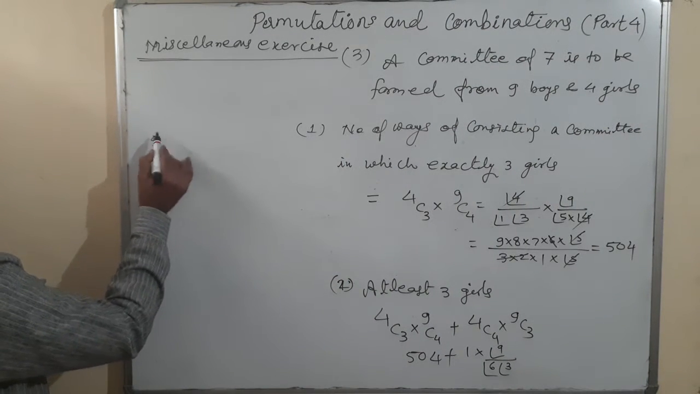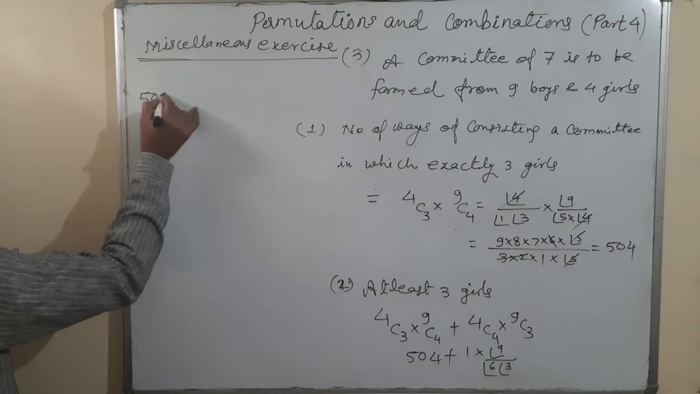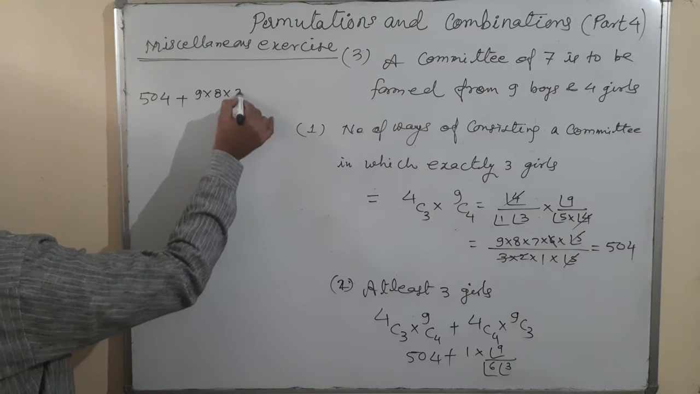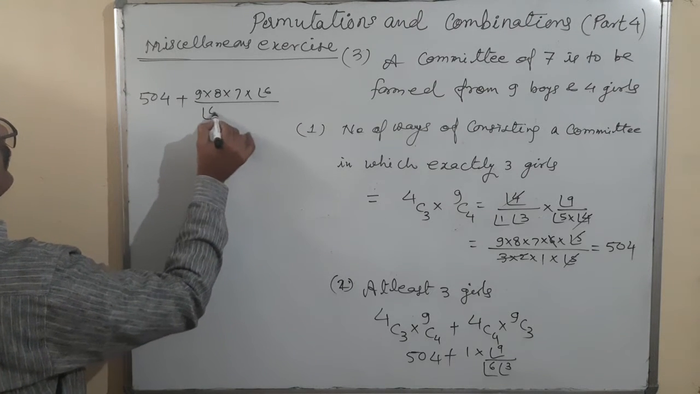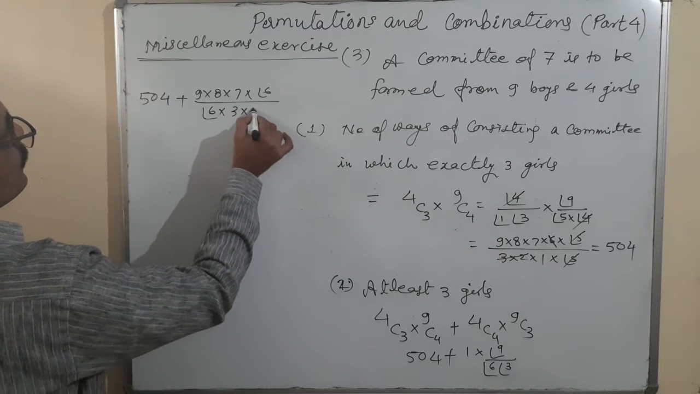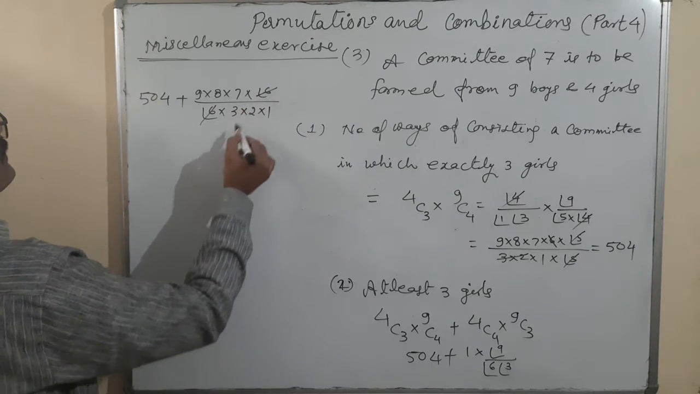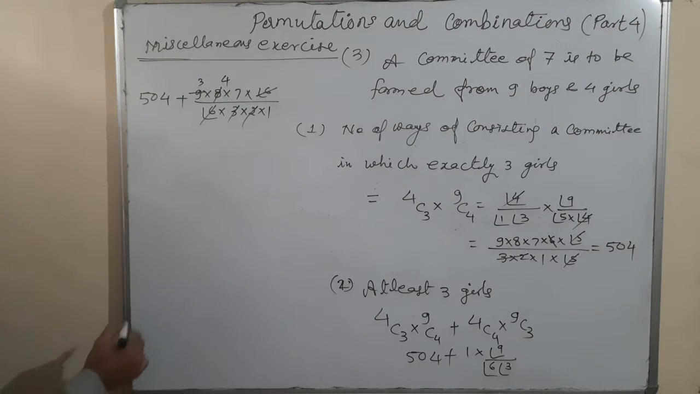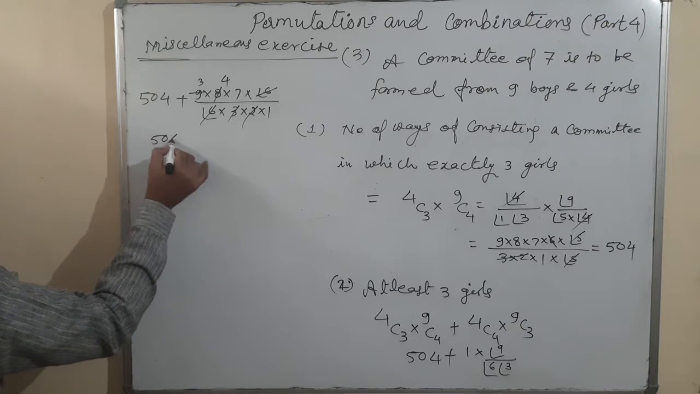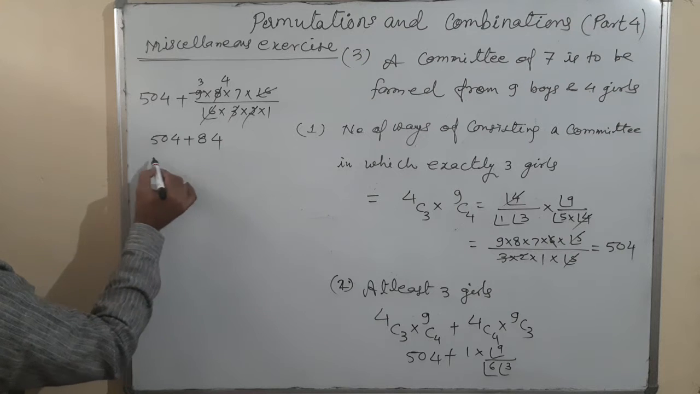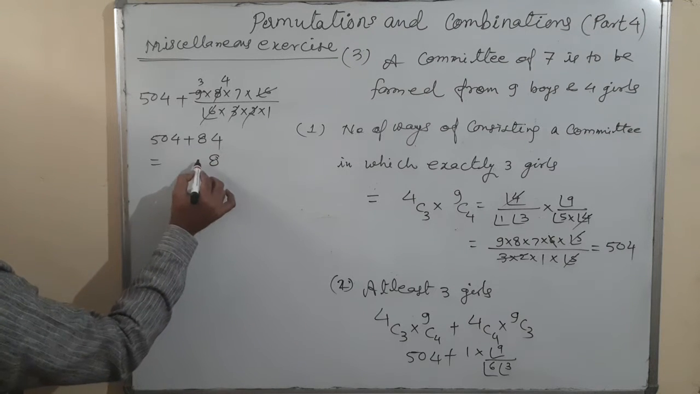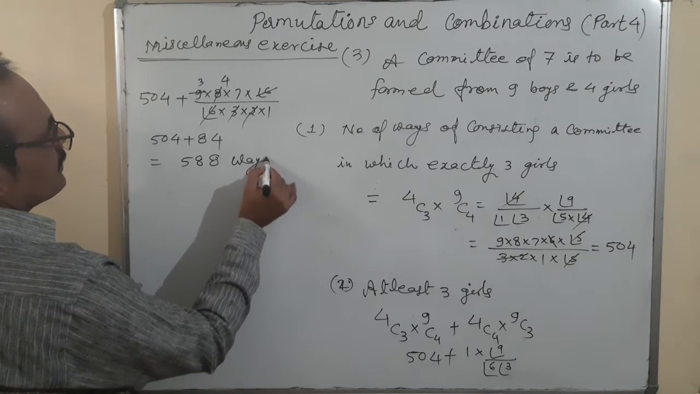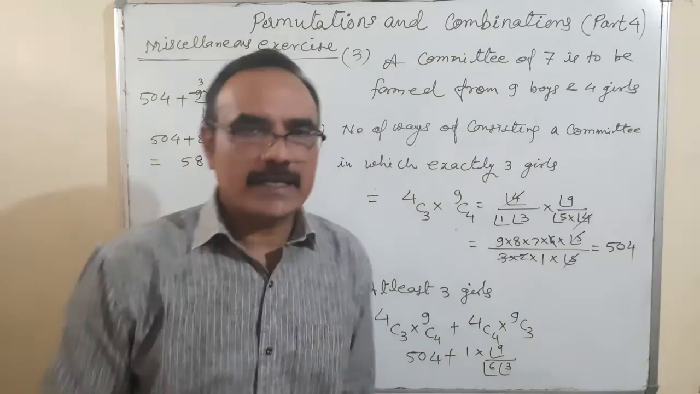So 504 plus factorial 9 into 8 into 7 into factorial 6 upon factorial 6 into 3 into 2 into 1. Cancel. 2 4s are 8, 3 3s are 9, 4 3s are 12, 7 12s are 84. 504 plus 84, 8 and 5, the result is 588 ways. Is it okay? The result is 588 ways, in which there are at least 3 girls.